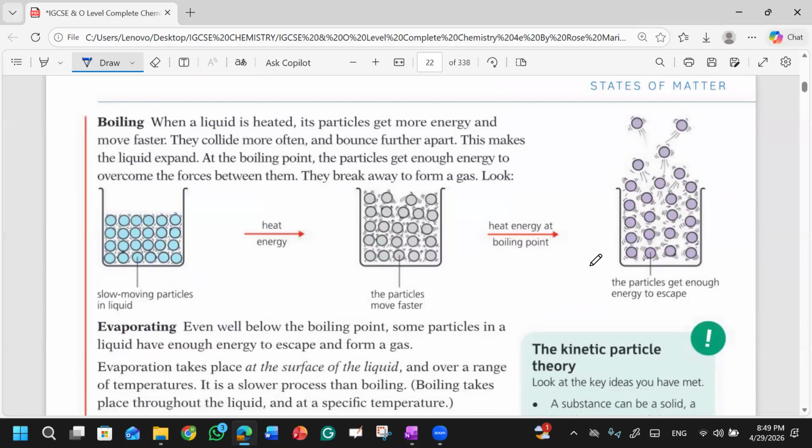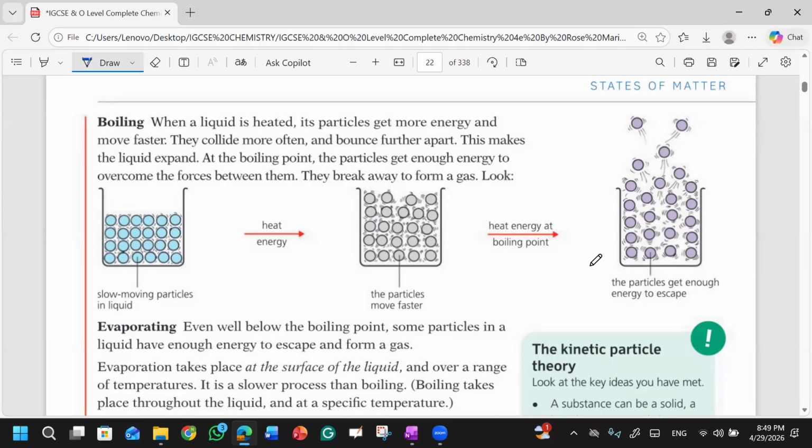Okay, when we talk about boiling, now you can tell me what will happen if you have a liquid. Just a random idea, then I will tell you. Boiling, what is boiling? The liquid will boil, and what happens when a liquid boils?